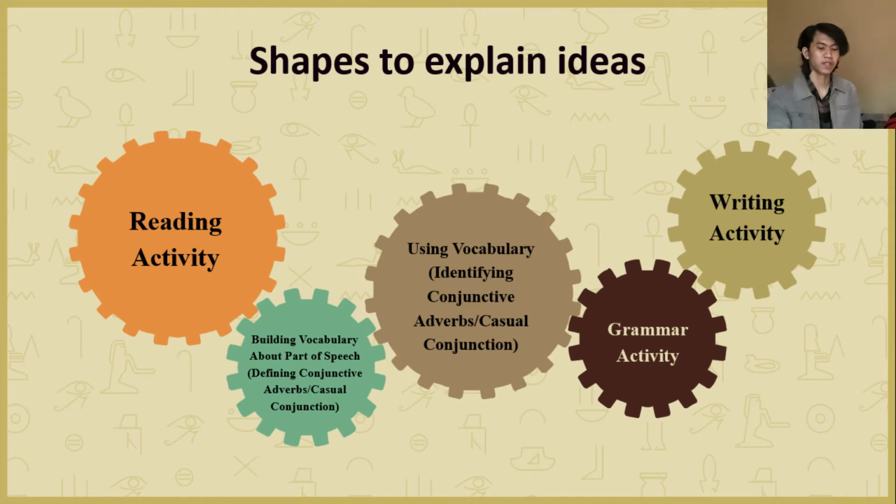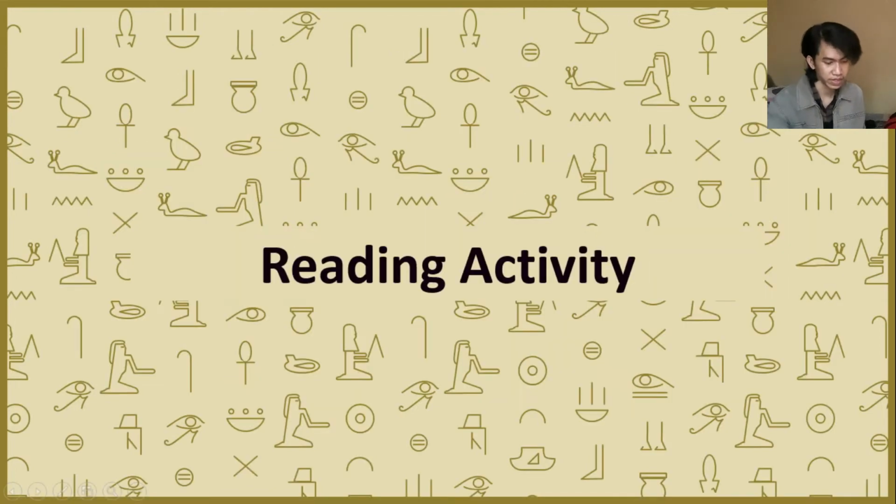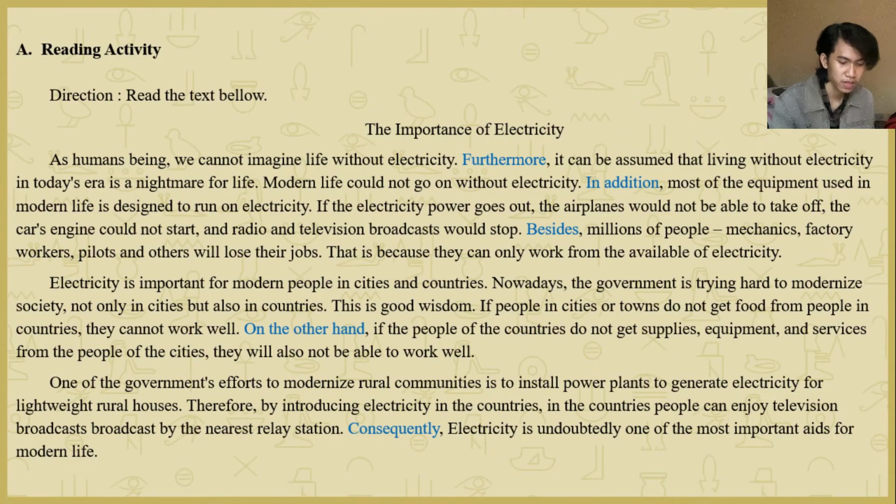So the first activity is about reading activity. It is because the material is about the text, so it will be reading and writing activities for this material. So the form of the reading activity will be like this, as it is shown on the slide. We provide an example of Analytical Expository Text.